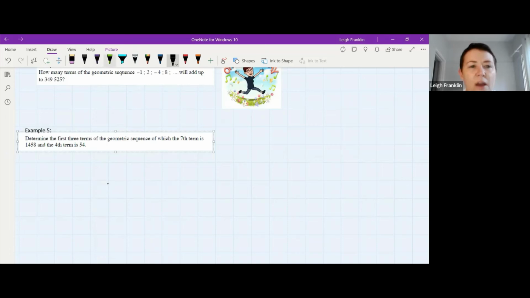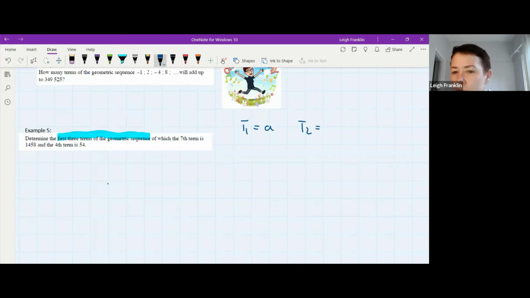Okay, so if they want the first 3 terms of a geometric sequence, in essence, what they're asking for, term 1 is A, term 2 is AR. Term 3 is AR squared. So even though this question says determine the first 3 terms of a geometric sequence, what they really mean, what's implied by the question, is calculate the value of A and calculate the value of R. That's really what it's asking us to do.